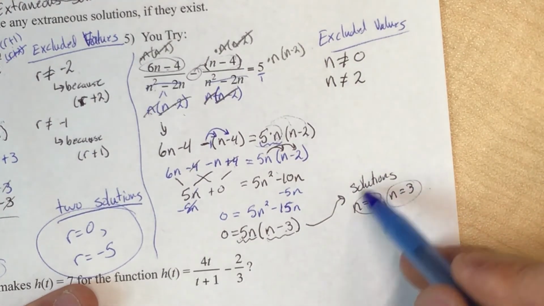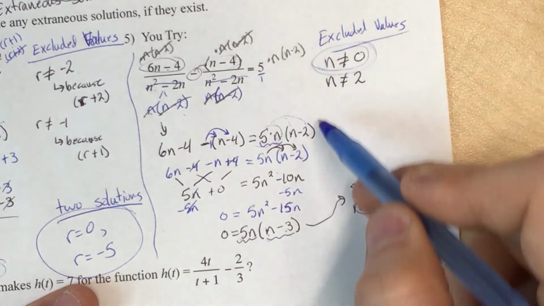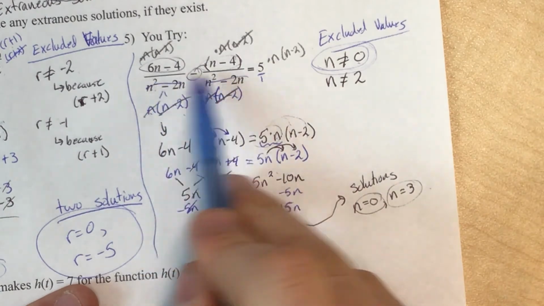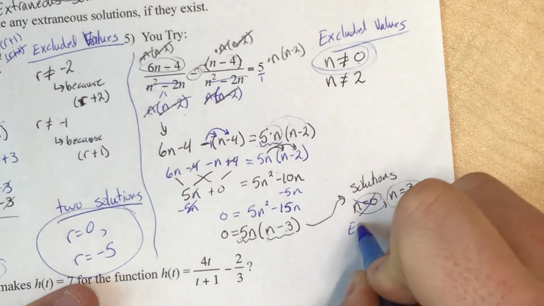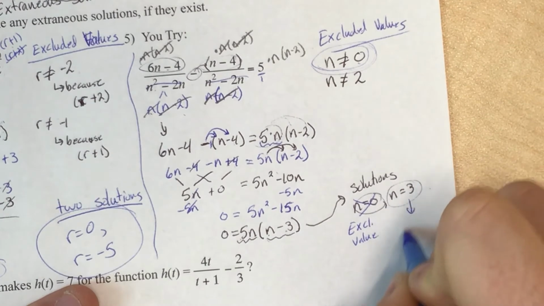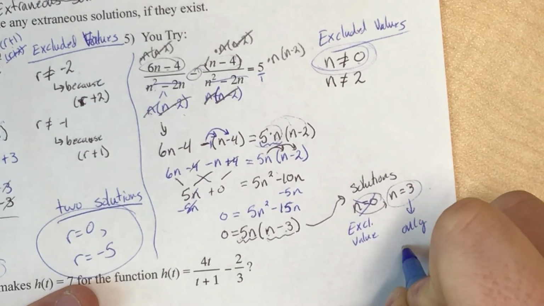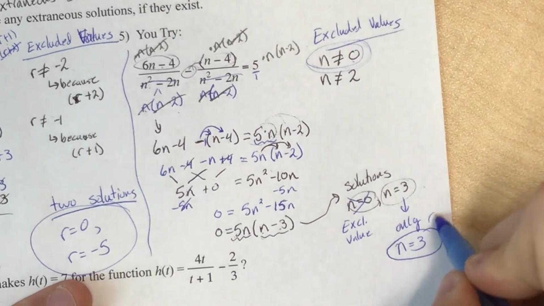However, we have to check to see if these are excluded values. And you look up front, n cannot equal 0 from the denominator, makes 0 the denominator originally. So this n equals 0 is an excluded value. And so the only solution is n is equal to 3.